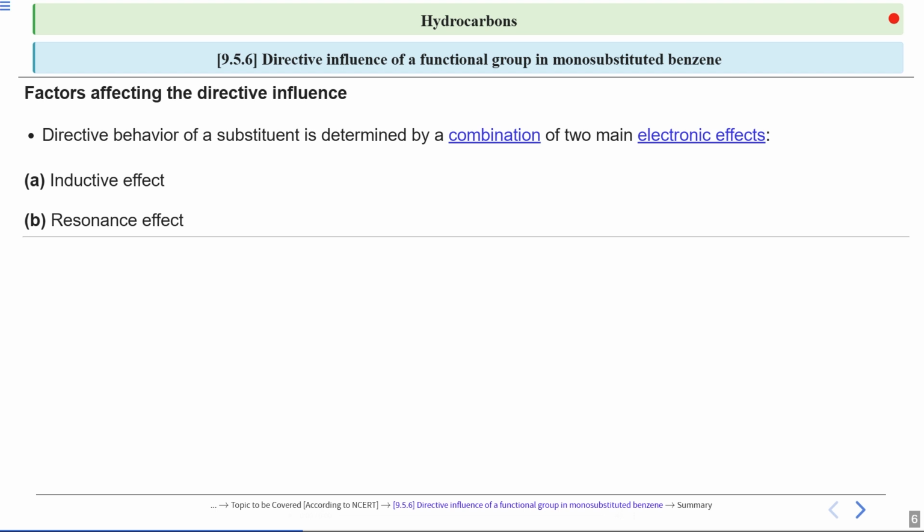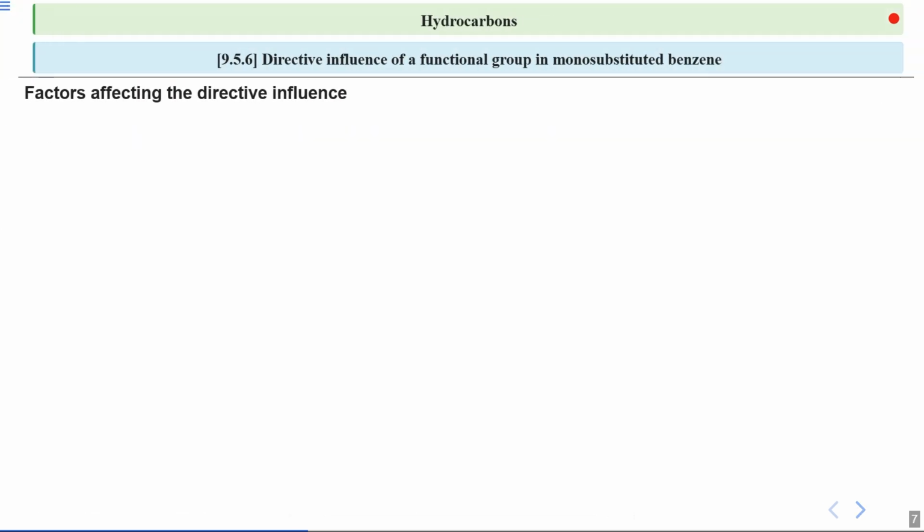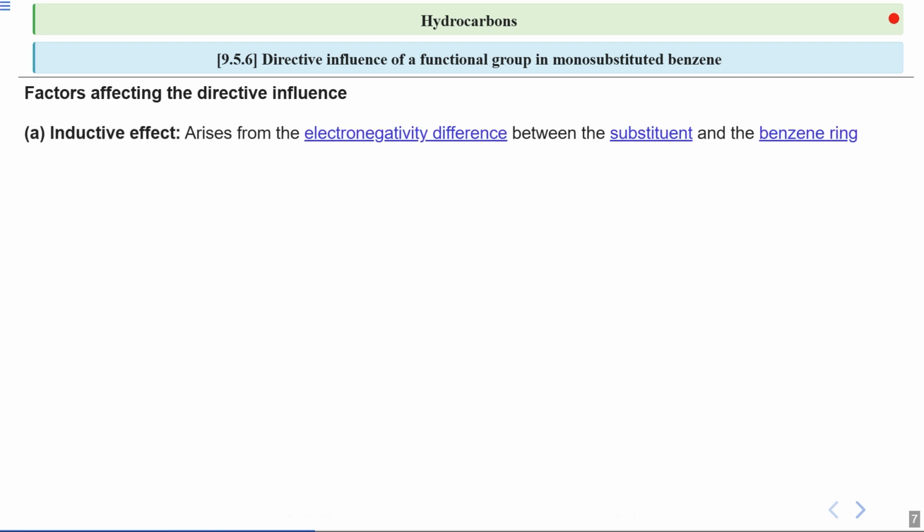Both the inductive effect and resonance effect work together hand in hand to determine the final directive influence of a substituent. Now, continuing by looking at the factors that affect the directive influence in aromatic compounds. First is the inductive effect. It arises from the electronegativity difference between the substituent and the benzene ring, we know it.